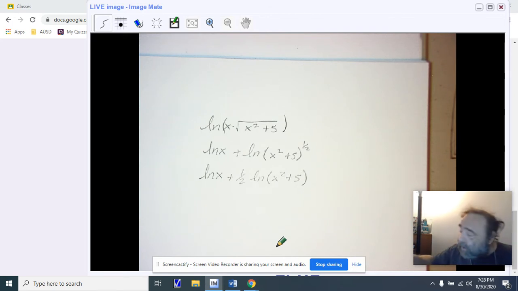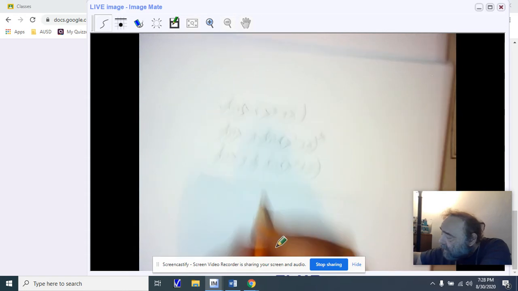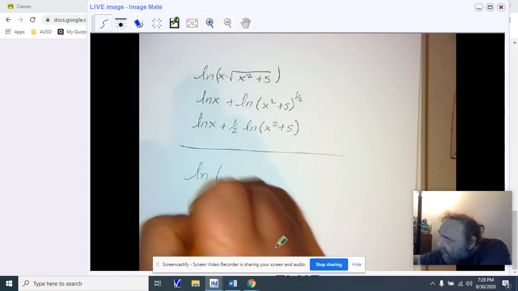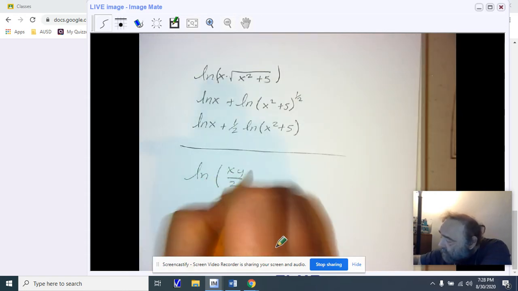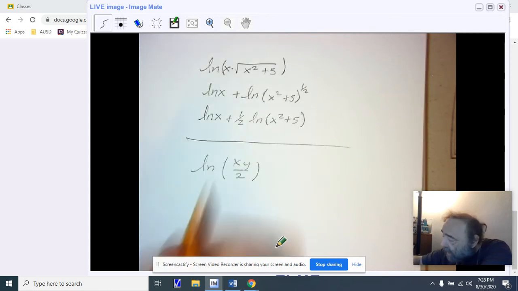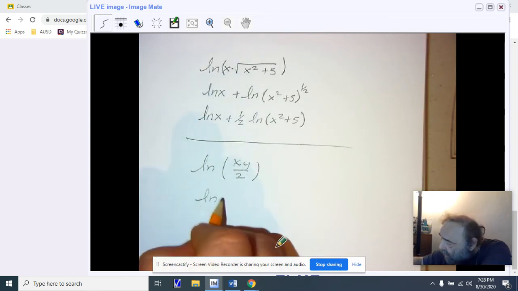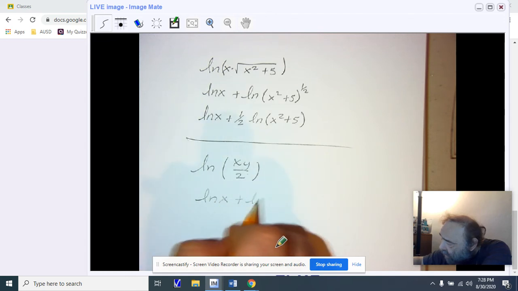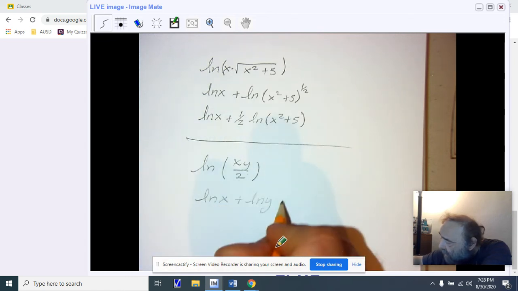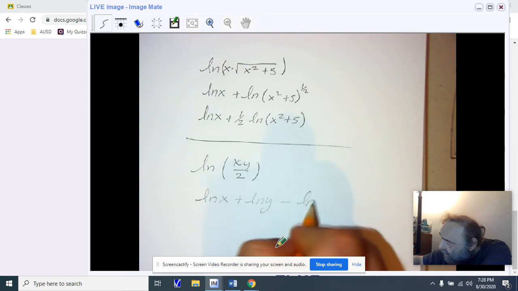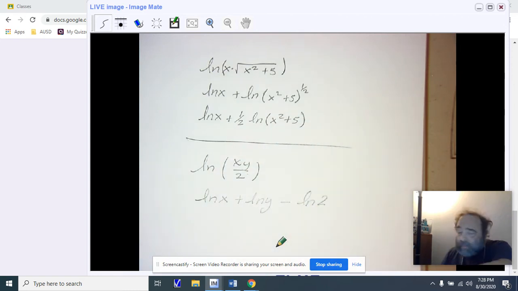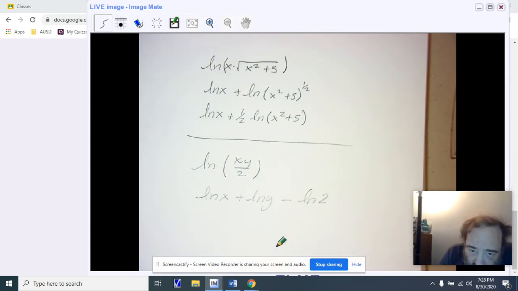Let's take a look at another one. Let's take a look at the natural log of x, y divided by 2. Here we have a product and a quotient. So it becomes the natural log of x plus the natural log of y. The denominator becomes a minus the natural log of 2. Notice, not difficult at all, but it does require practice.